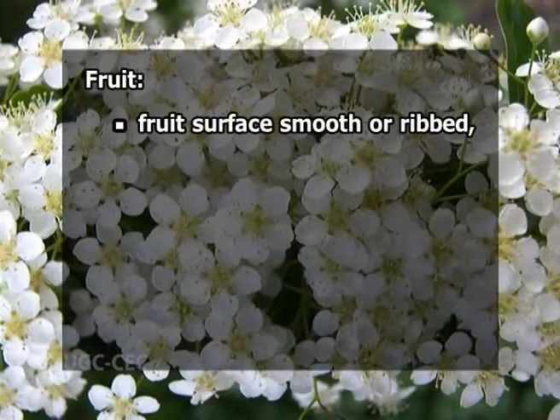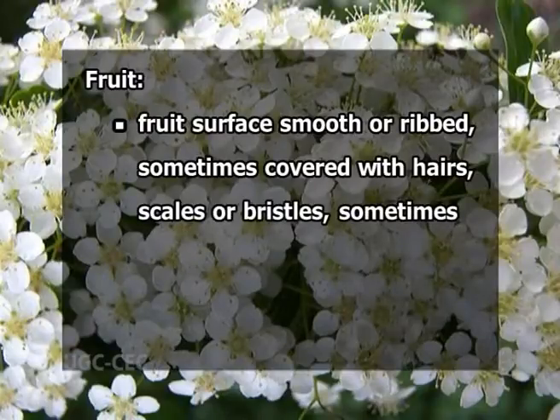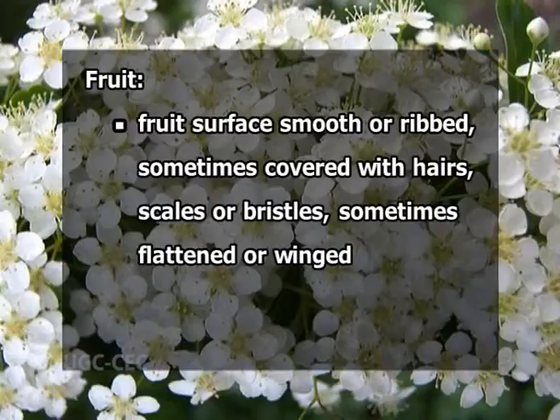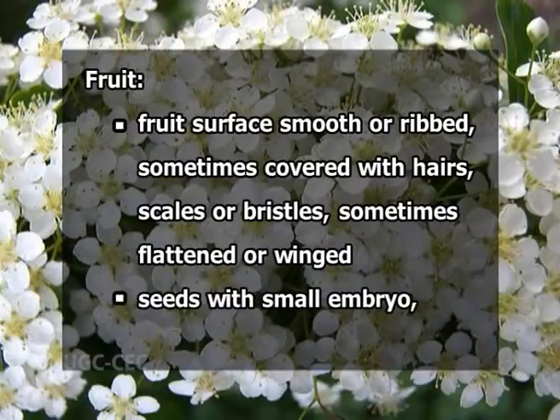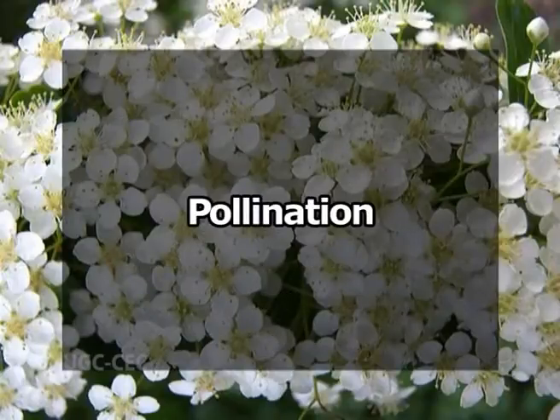The fruit surface is smooth, or very often it is ribbed. Sometimes it is covered with hairs, scales, or bristles. Or we can have these fruits plaited, or they can even have wings. Within these fruits, we have the seeds having a small embryo. Endosperm is oily. Now let us discuss the pollination system in Apiaceae.